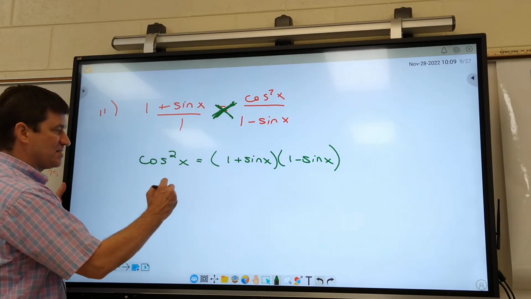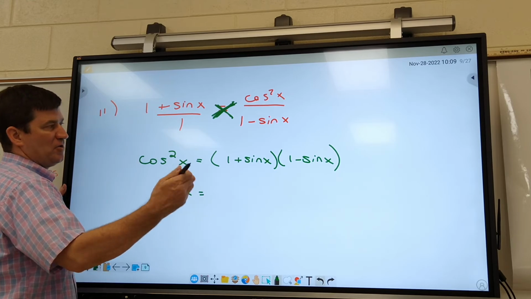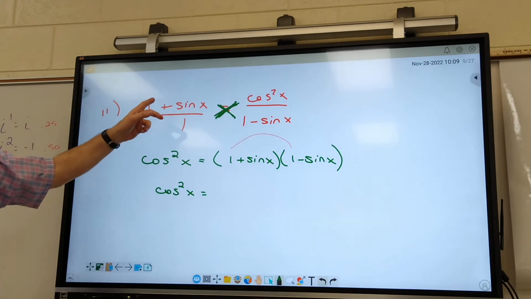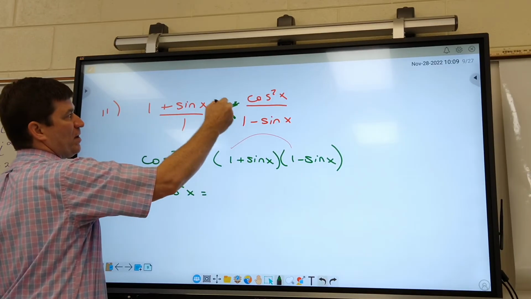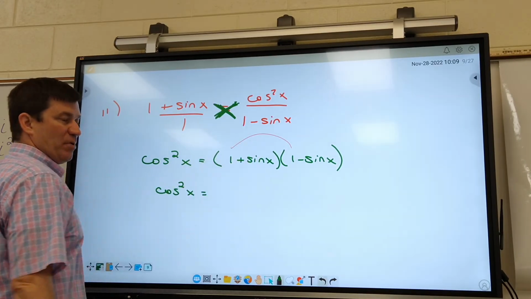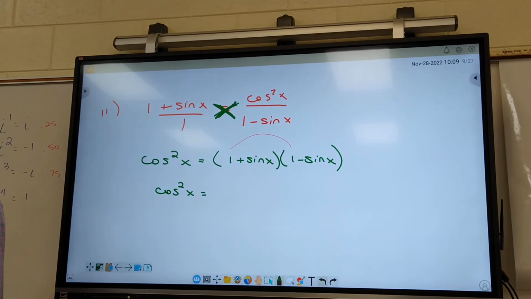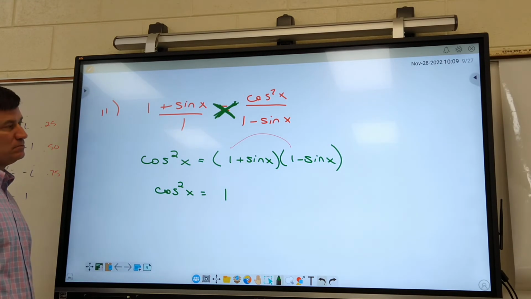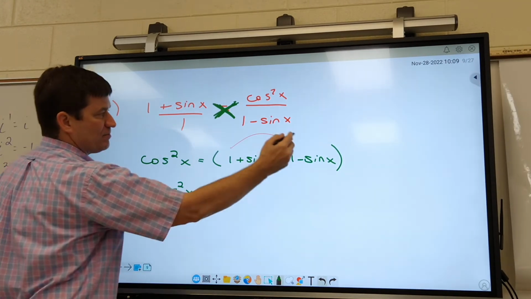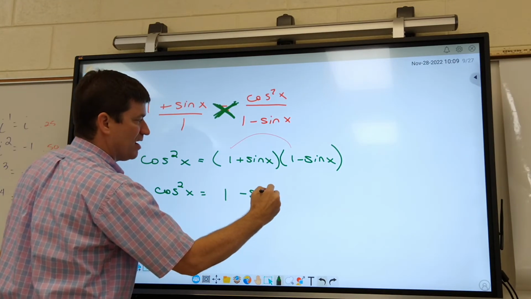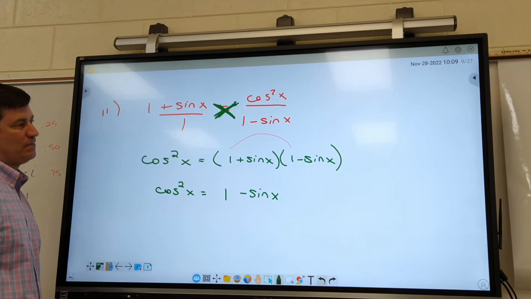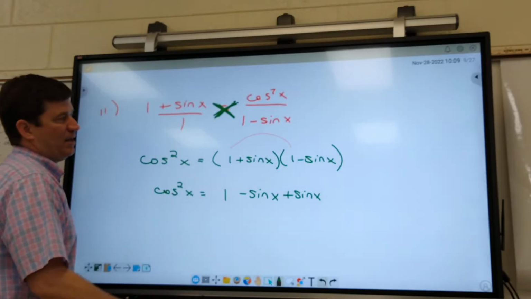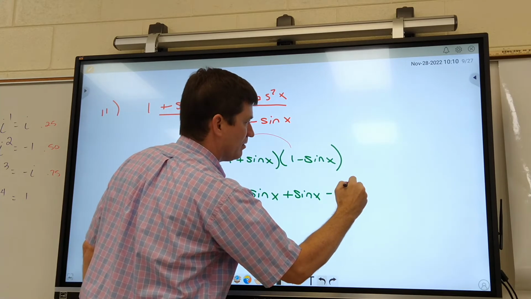All right, so the left side stays the same, cosine squared. You guys help me. What's 1 times 1? When I cross multiply, I got to times that one with that one. I just wrote them both down. So 1 times 1 is 1. What's next? 1 times negative sine is just negative sine x. Sine times 1 is positive sine x. And sine times sine is sine squared.